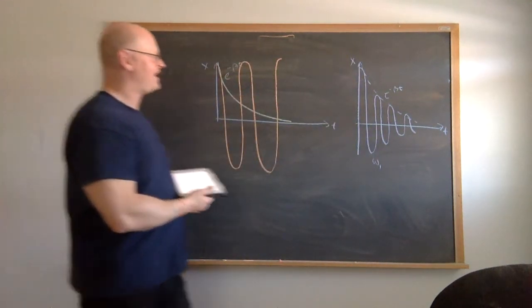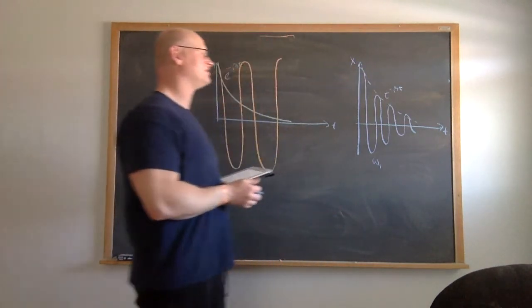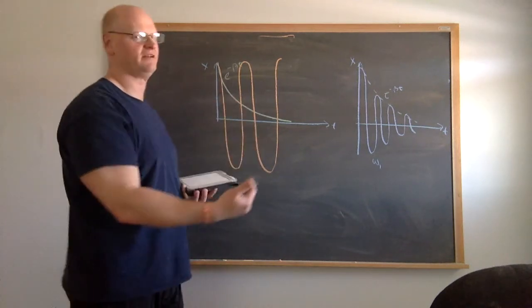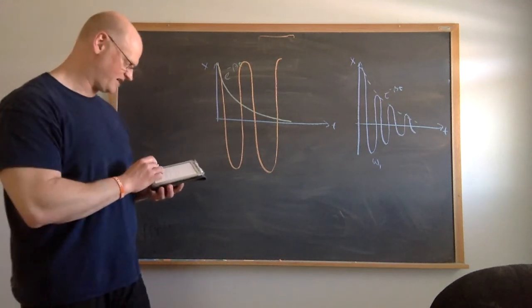Now, the size of beta will basically determine how many oscillations I get before this thing goes to 0. But again, typically this thing won't actually go to 0 until time goes to infinity, which means technically we're going to get an infinite number of oscillations.